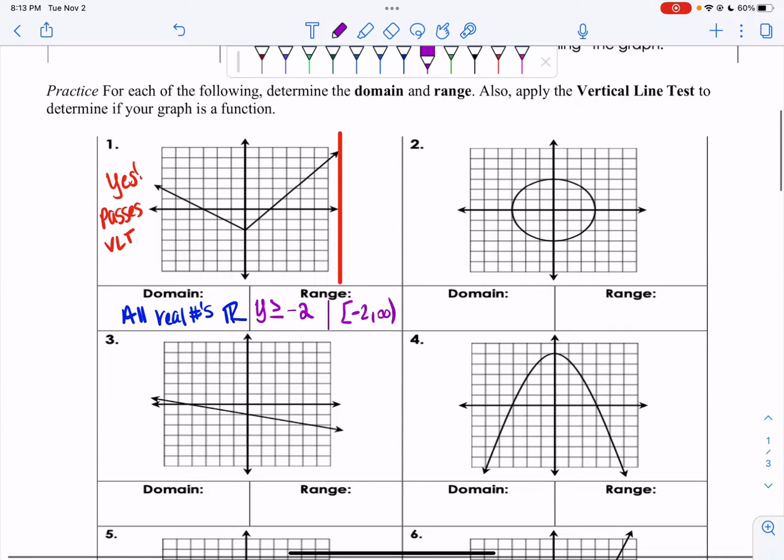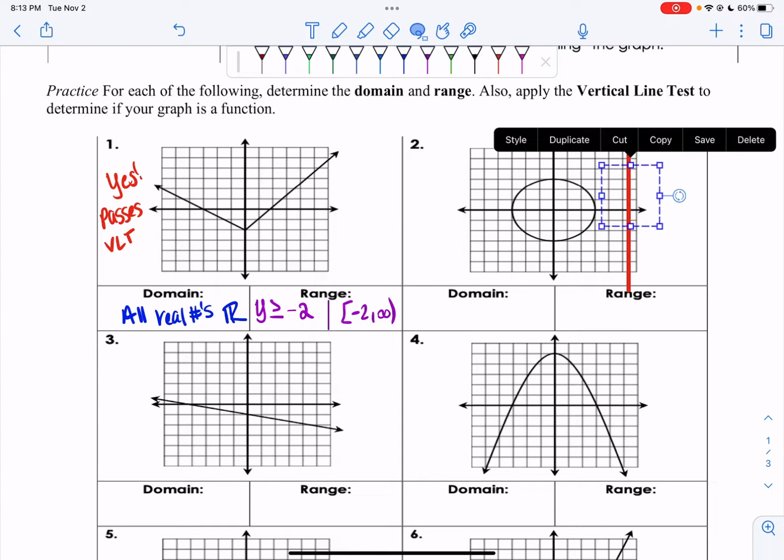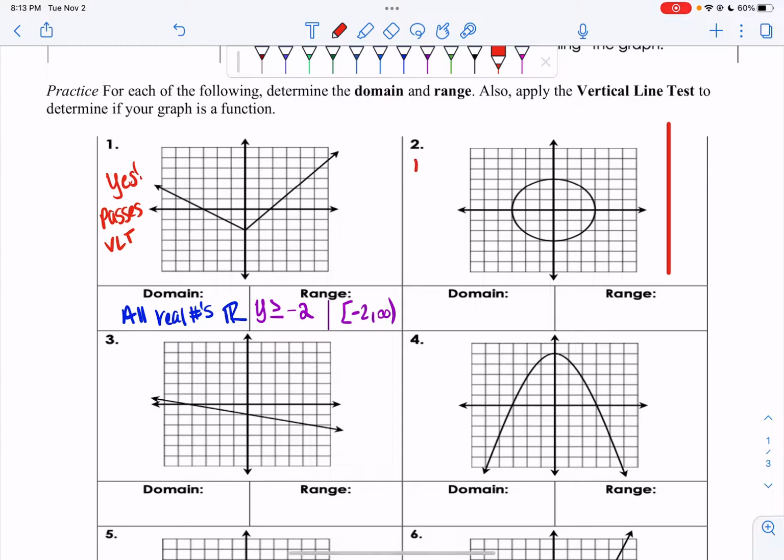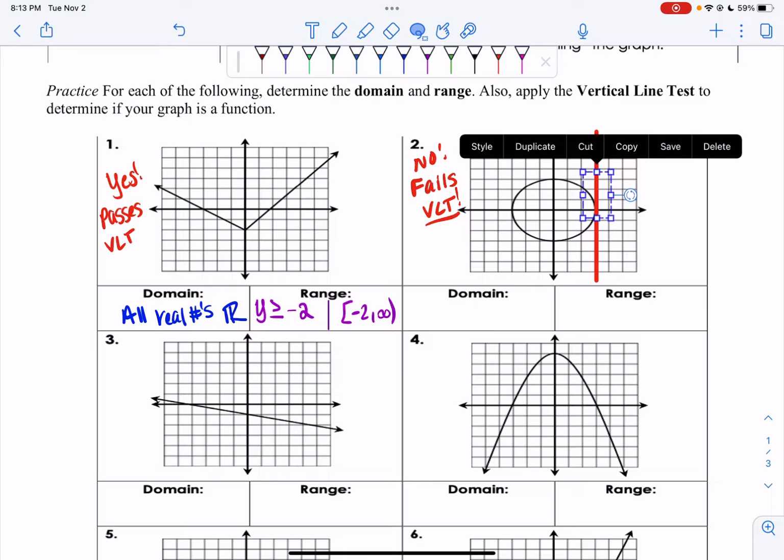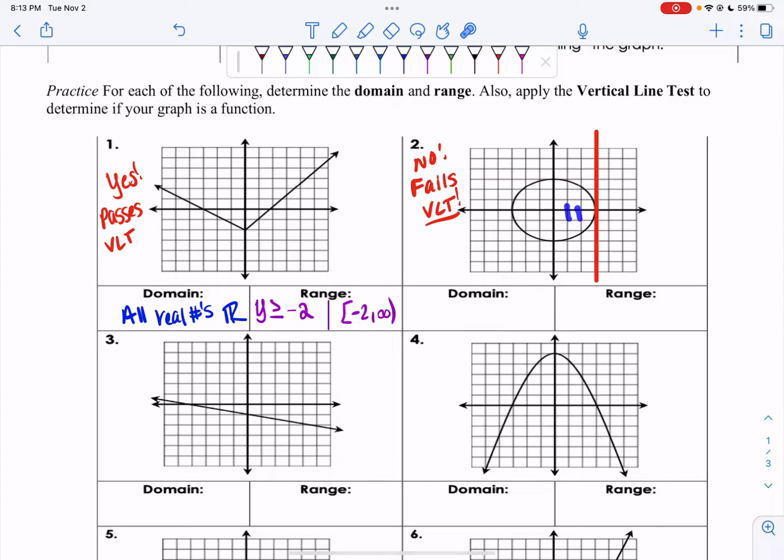Number 2. Is it a function? Nope, not a function. It fails the vertical line test. Now my domain, I go farthest left. If I look, the furthest left is this number right here, which is 1, 2, 3. It's a -3. Now I go all the way to the right, and I end here. It's 1, 2, 3. So I go -3 to 3.